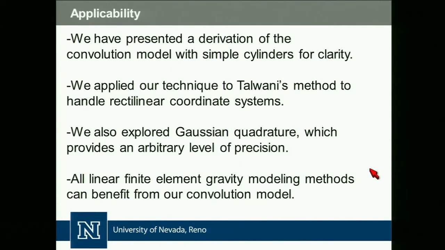I just want to talk about the applicability of this method. So I've presented the simple cylinders method. Some of you may be wondering why I did the cylinders. We have done this with Talwani. That's what we're using now. You could also do this with Gaussian quadrature. So that provides an arbitrary level of precision. You only need to calculate it once up front. So if you need a very highly precise linear gravity model, you could turn to that method. But it just provides a level of precision that we don't really need for our purposes. And this method can be applied to any linear finite element method. That includes moving into 3 dimensions.